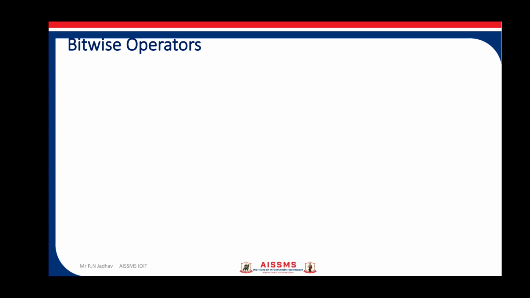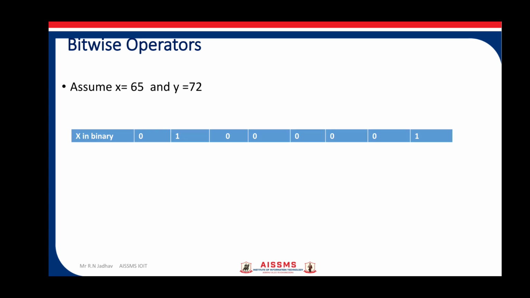So let us take one example. Assume we have x equal to 65 and y equal to 72. Now these two are decimal values. First they will be converted into binary. So x is represented in binary like this. As we know, each bit has a weightage in the power of 2 in this way. So the LSB will be 2 raised to 0, then 2 raised to 1, 2 raised to 2, and in the same way the weightage is given, and we can calculate the binary value of 65.